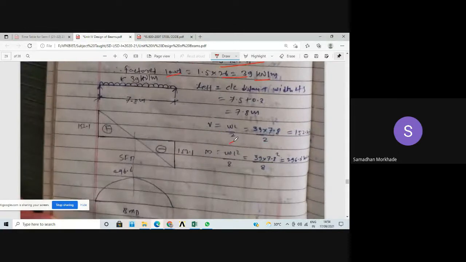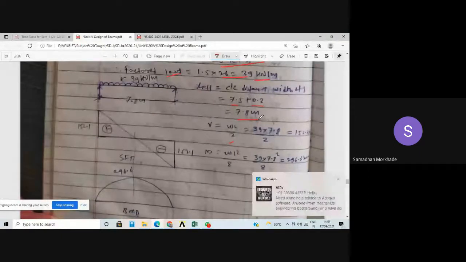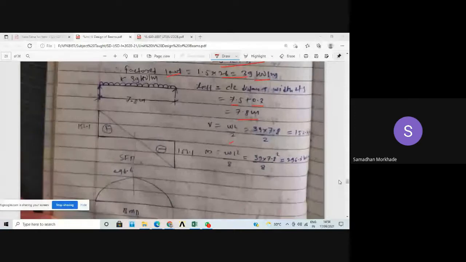Decide the effective span. Effective span is center to center distance plus width of support. Center to center distance is 7.5 plus width of support 0.3, so 7.8 is the effective span. The criterion for effective span is the minimum of center to center distance plus width of supports, or clear distance plus effective depth, something like that. Okay, fine.